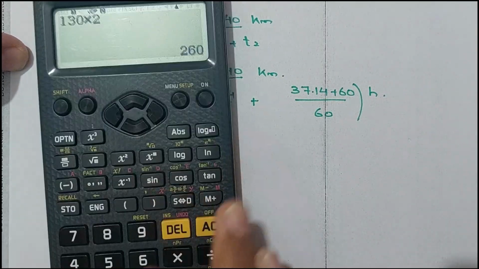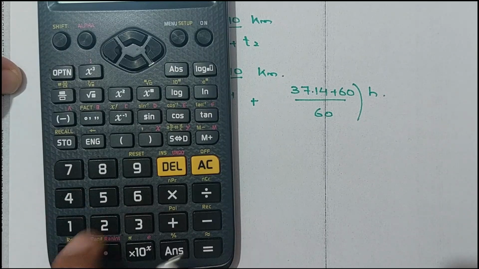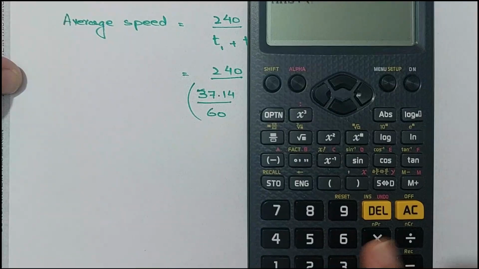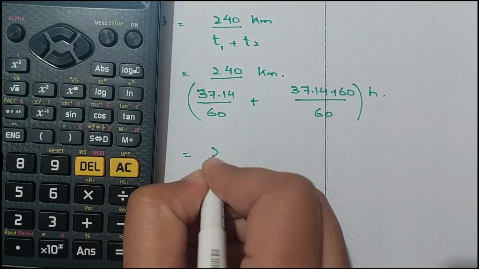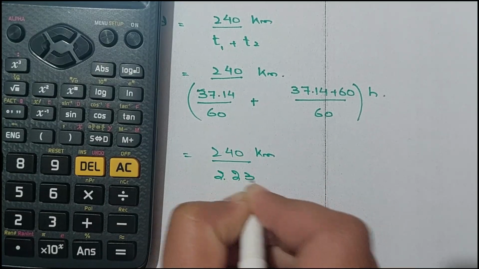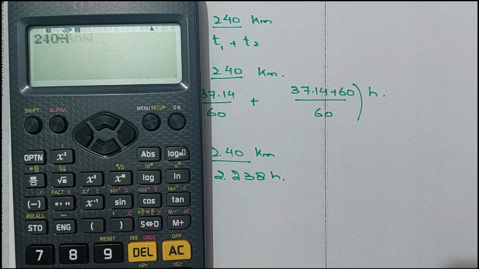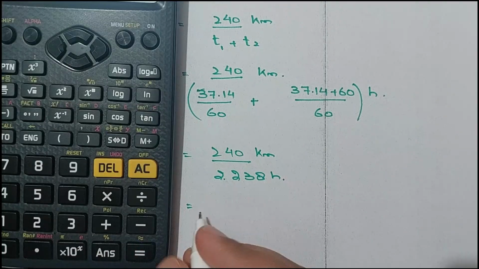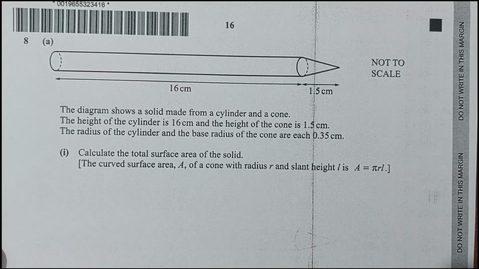This is the total time: 37.14 plus 60 divided by 60, plus 37.14 divided by 60. All right, so 240 kilometers over 2.238 hours. So the speed is 240 divided by that, which is 107 kilometers per hour.